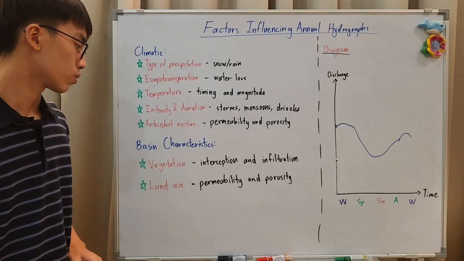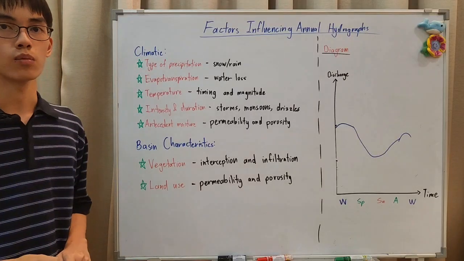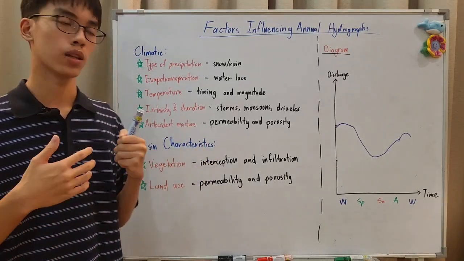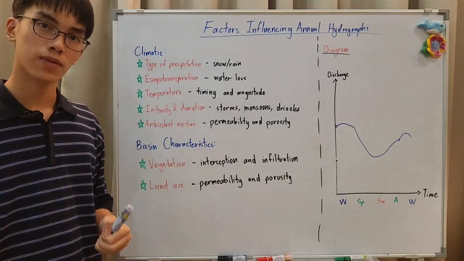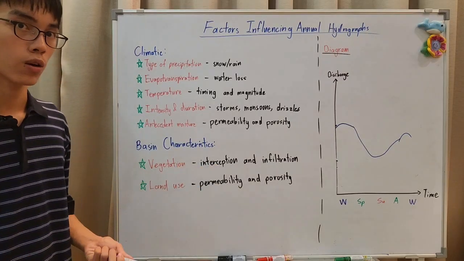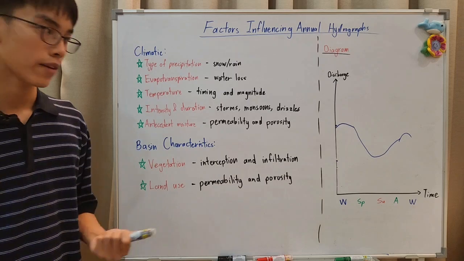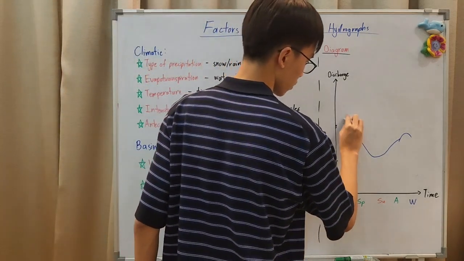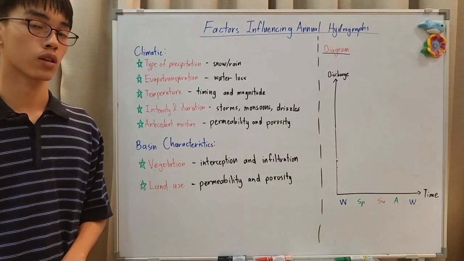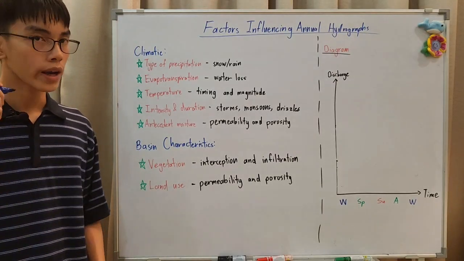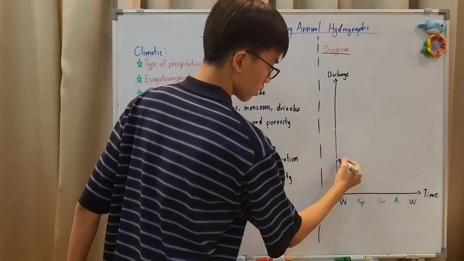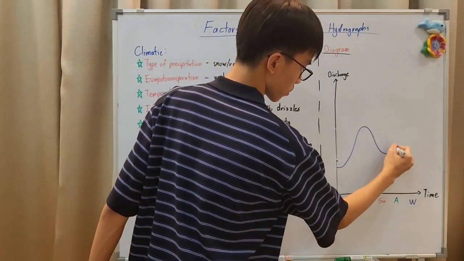And lastly, we're going to move on to land use, which is the same thing as antecedent moisture. If your land use is kind of buildings and a lot of concrete, a lot of asphalt, then it's going to be very impermeable and it's not going to be porous at all. And therefore, there's going to be a lot of overland flow. So what a lot of surface runoff means is that it's going to be quite variable, so it's going to be something like that.